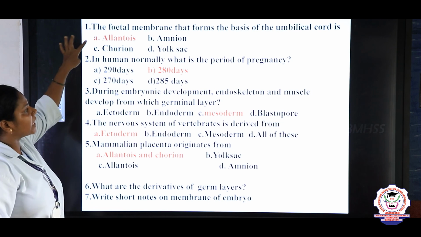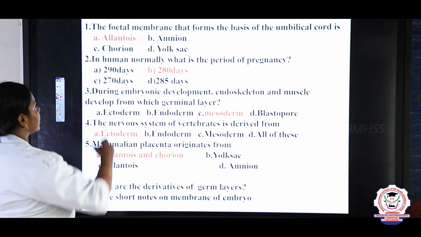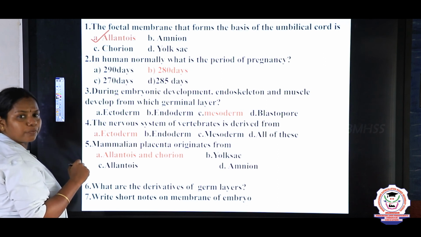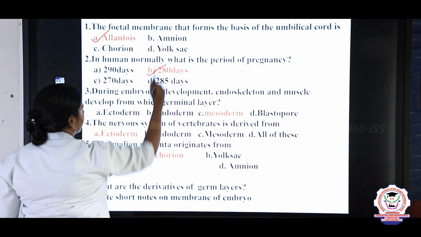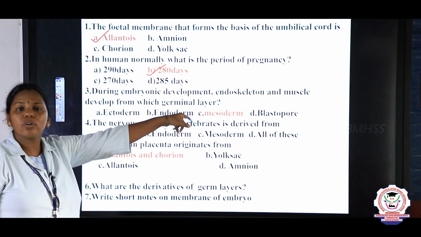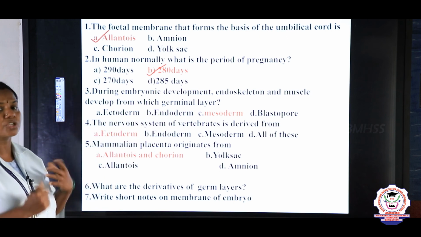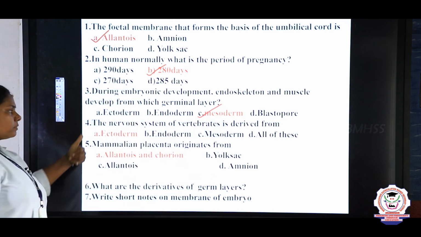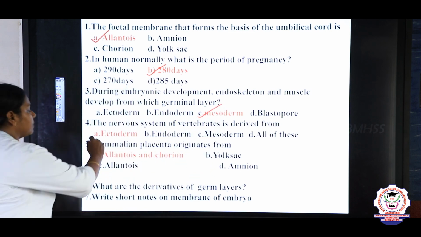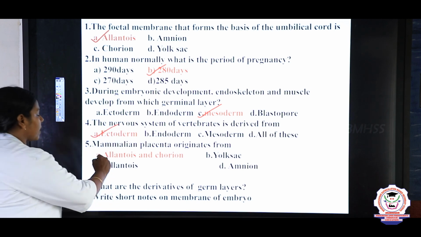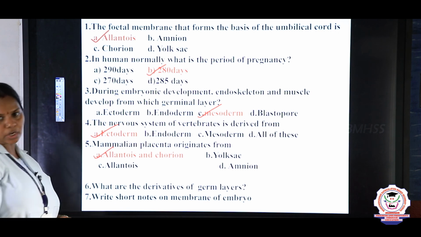The fetal membrane that forms the basis of the umbilical cord is the allantois. What is the period of pregnancy? 280 days. And during embryonic development, endoskeleton, muscles and connective tissues are developed from where, children? Mesoderm. And the nervous system is formed from the ectoderm. The mammalian placenta originates from allantois and chorion, right?